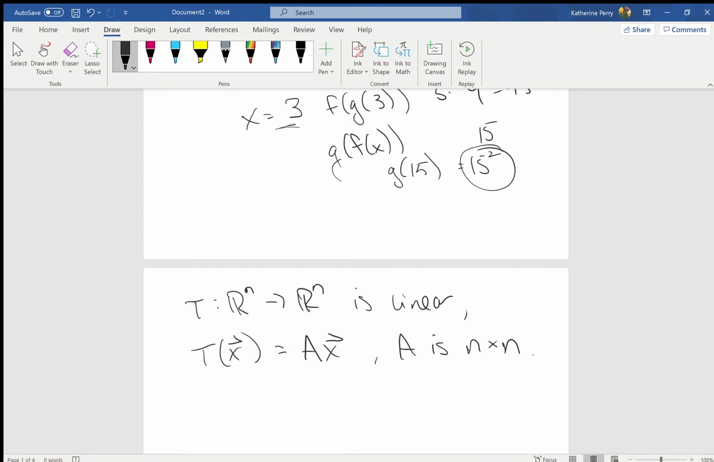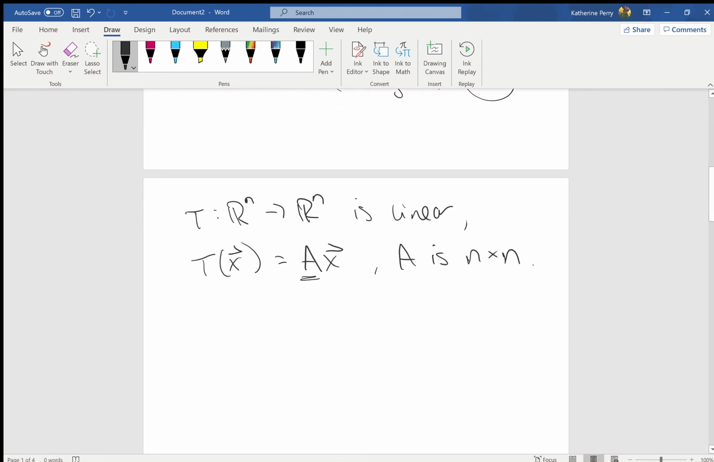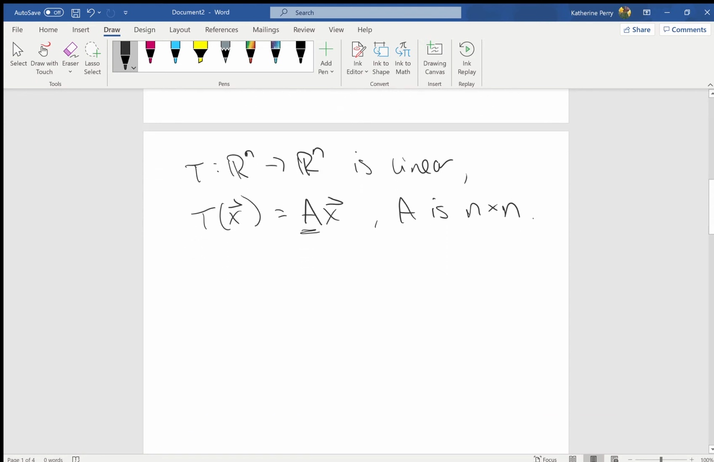And so if I can represent T with this standard matrix, then that means I can ask whether or not this matrix is invertible. And that in fact is the same as asking whether or not my linear transformation is invertible. And so let me formally define that.